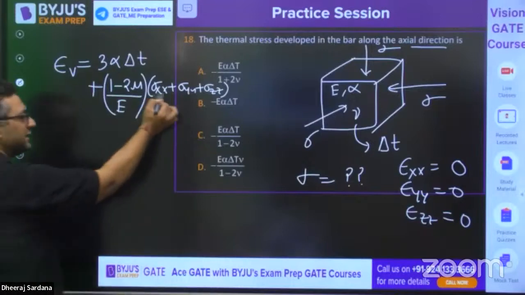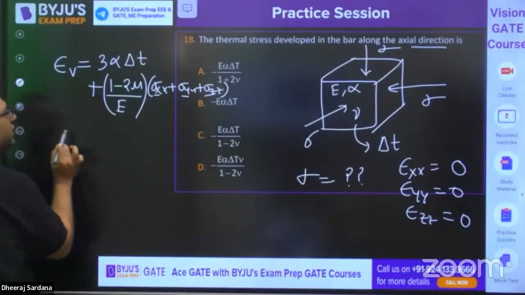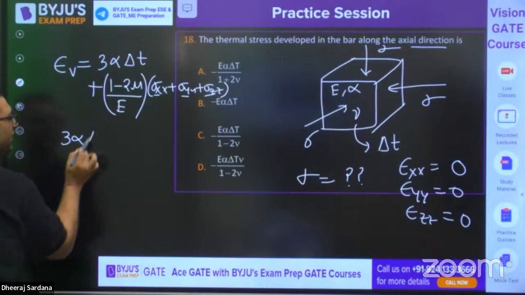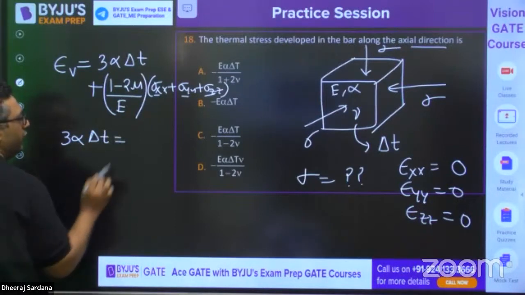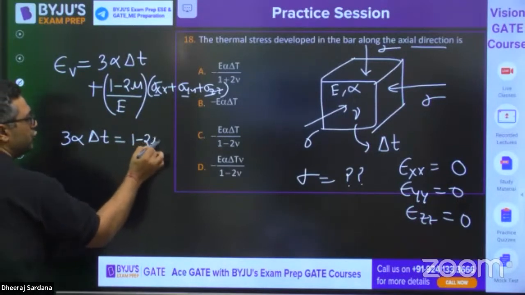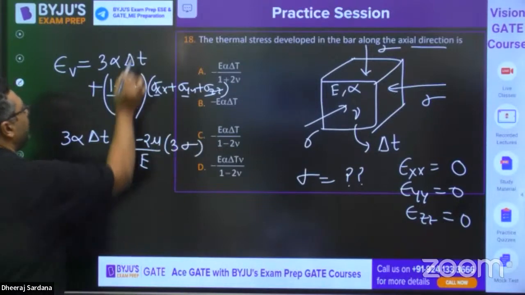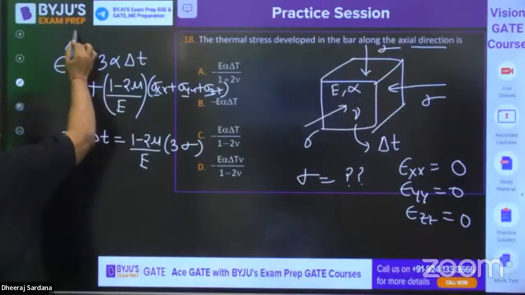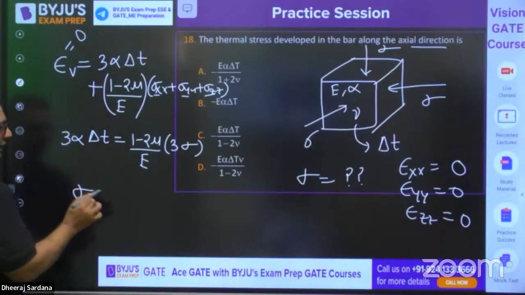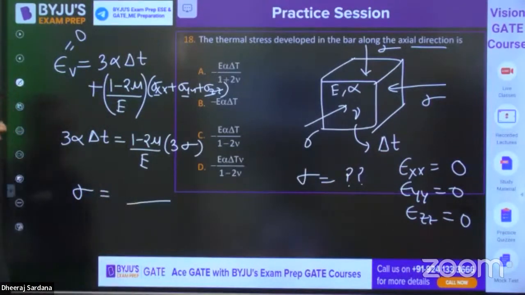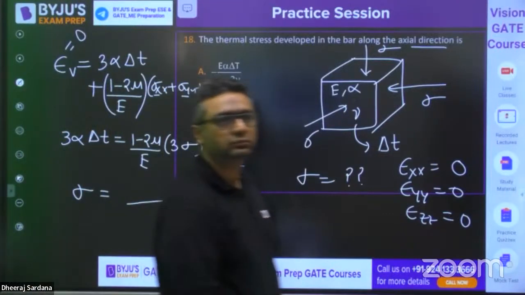But you know, sigma XX, sigma YY, sigma ZZ all are negative. So 3 alpha delta T will be (1 minus 2 mu) upon E into 3 sigma. Why? Because in reality, this total is 0. From here, you will be getting the value for sigma. It is a very good question.